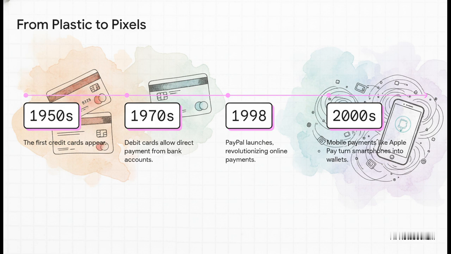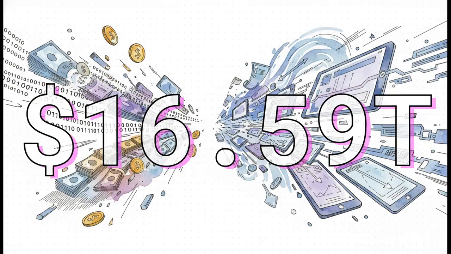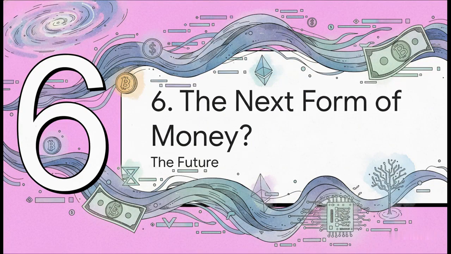Money isn't even a physical object for most transactions anymore. It's just a string of data. And the sheer scale of this digital shift is, frankly, mind-boggling. By 2028, the total value of all digital payments is projected to hit $16.59 trillion. Trillion. We have absolutely moved from a world of physical exchange to a world completely dominated by bits and bytes. Which, of course, brings us right up to today.